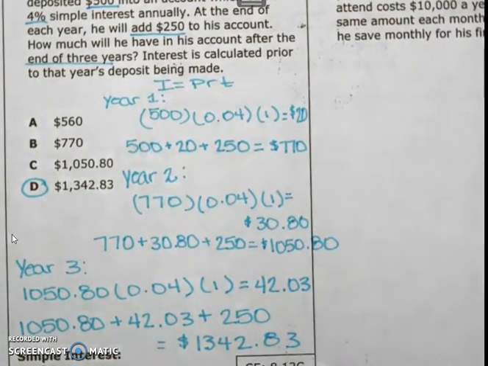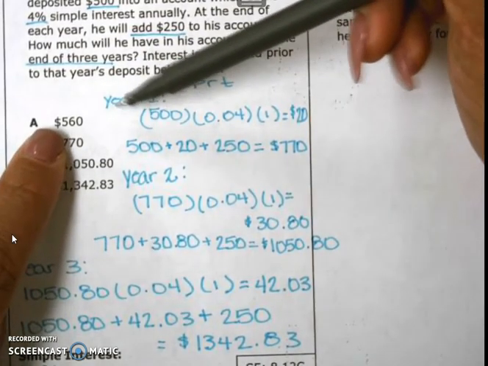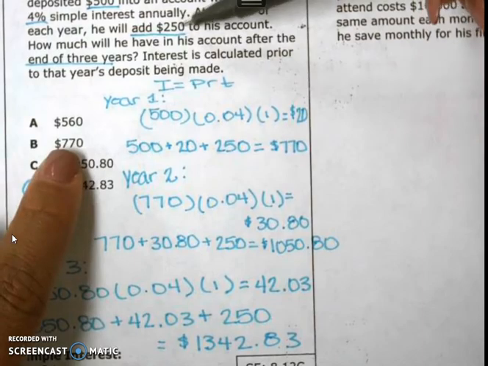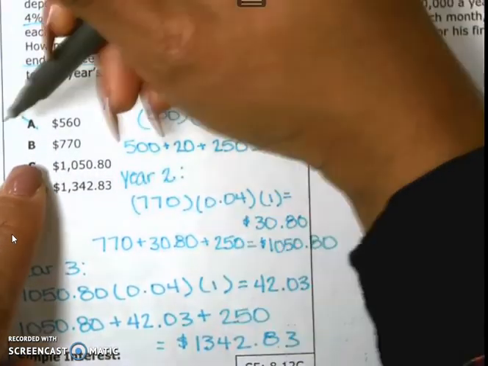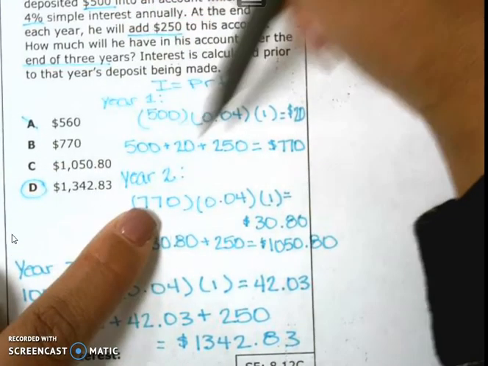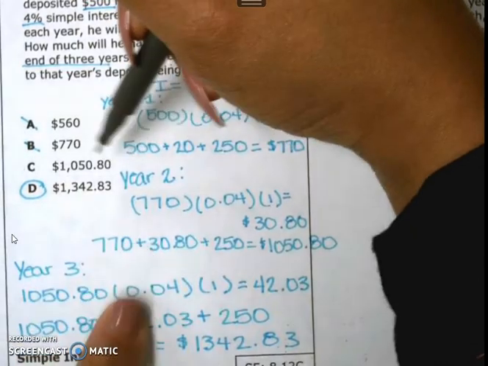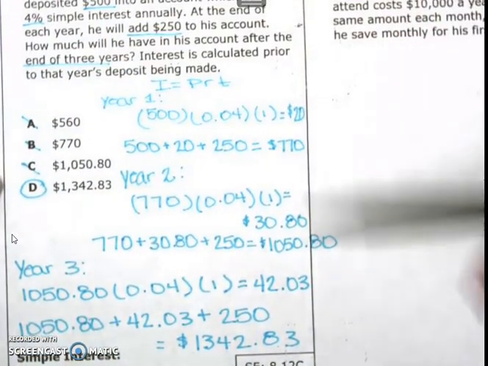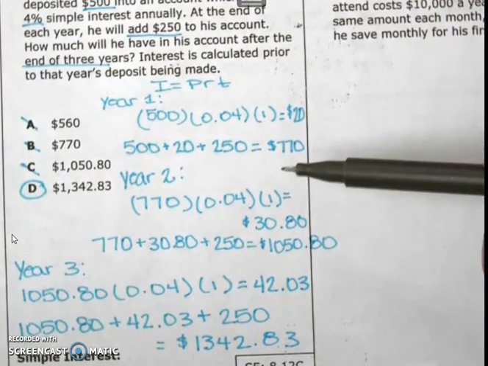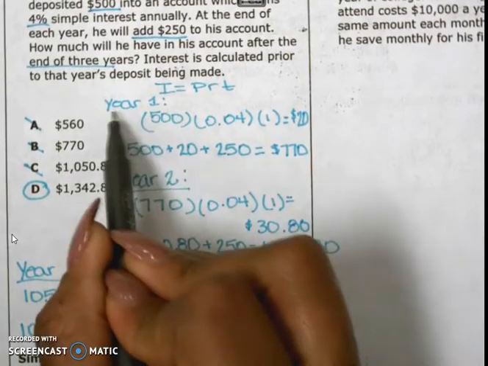You can also do a lot of process of elimination. For $560, well, you know that it's not just going to be $60 added because I have to add $250 every year. And if I'm adding $250 every year, I know it's not going to be $770, even though that was the balance after year 1. This was my balance after year 2. So you can see how the answer choices are somewhat distractors of numbers that I actually get. But if I stop working, then I probably would have selected those in error.